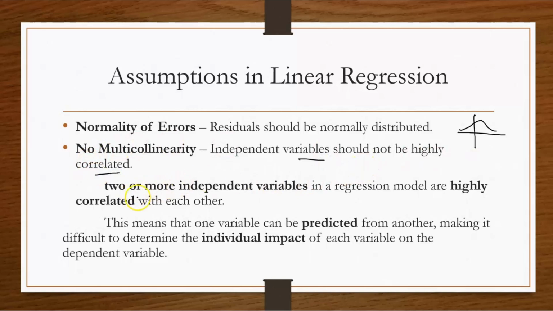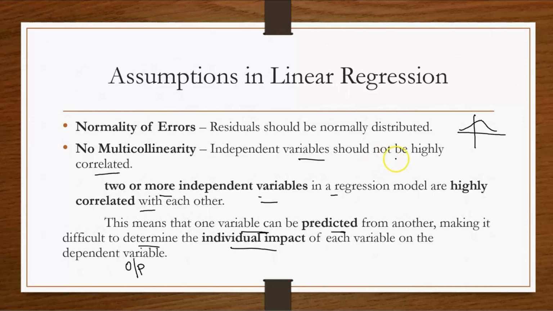What is the meaning of that? If we have two or more independent variables in a regression, and they are highly correlated with each other, it means the effect of one variable can be predicted from the other. One variable we can predict from the other independent variable, making it difficult to determine the individual impact of each variable on the output, on the dependent variable. That means if we have many independent variables in a model, and if it is easy to predict one independent variable from the other, then we cannot determine the individual impact of those variables on the output.